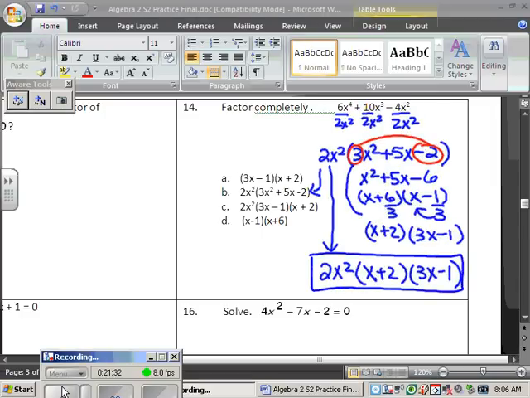So if you look at your four choices, you should be able to immediately rule out A and D because the GCF isn't even mentioned. You just have to be careful and factor this completely by using the two different methods of factoring. Let's move on.